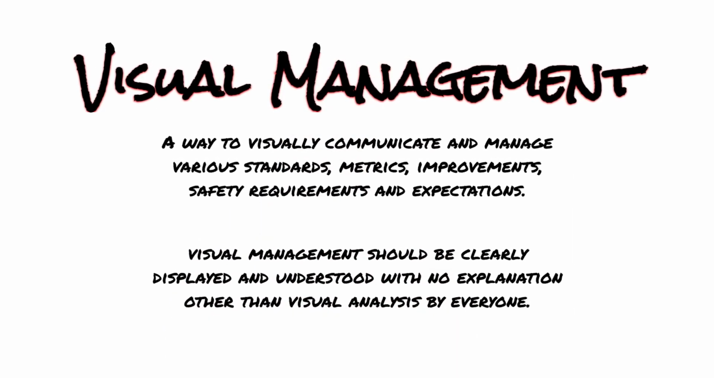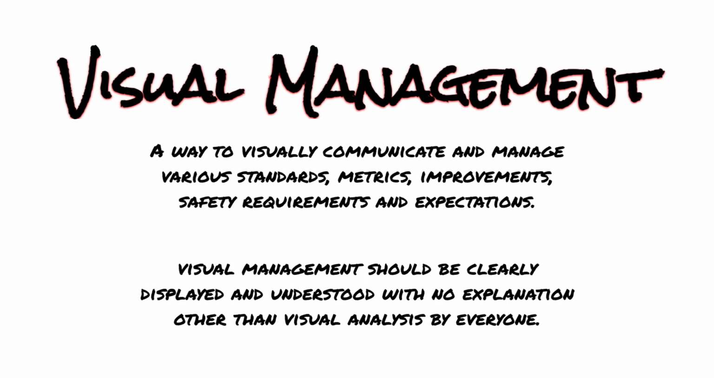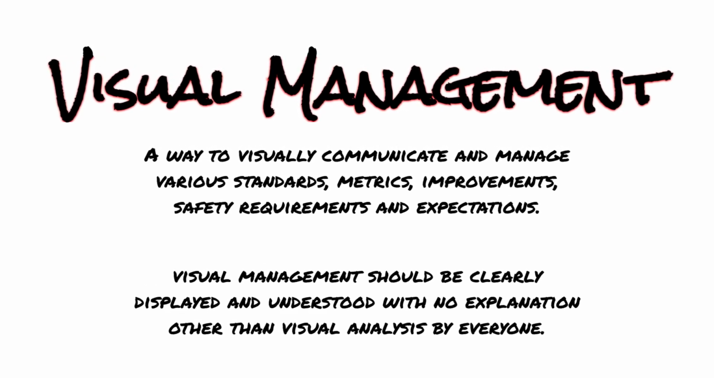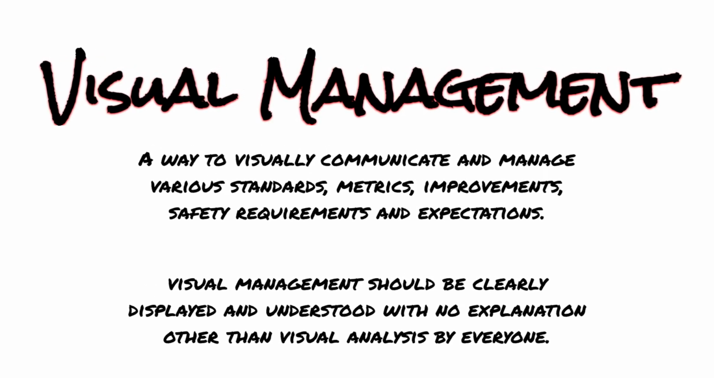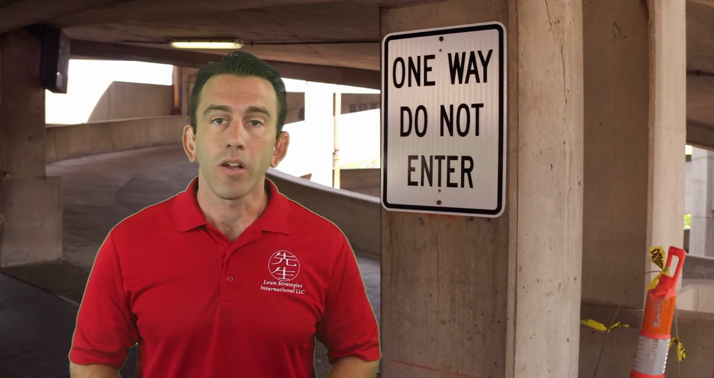You can summarize visual management by saying visual management is a way to visually communicate and manage various standards, metrics, improvements, safety requirements, and expectations. All forms of visual management should be clearly displayed and understood with no explanation other than visual analysis by everyone.